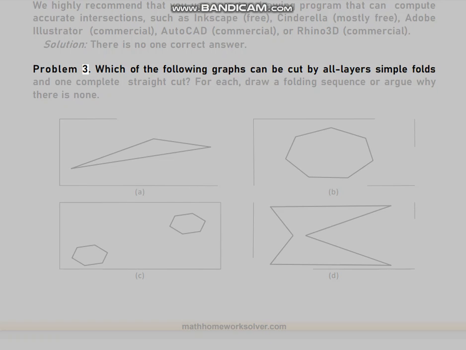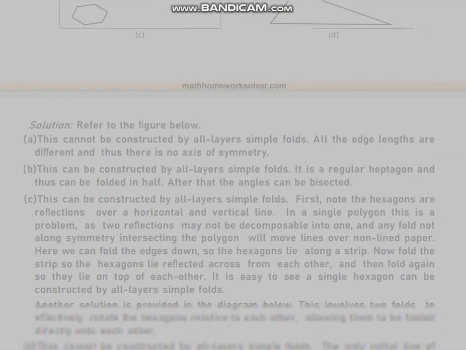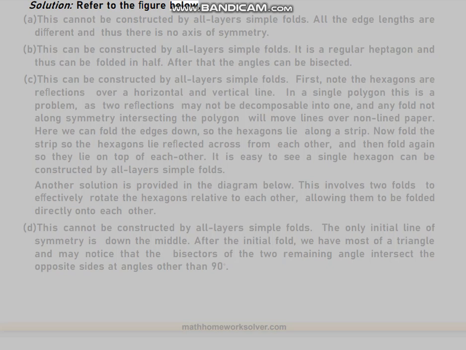Problem 3. Which of the following graphs can be cut by all layers simple folds and one complete straight cut? For each, draw a folding sequence or argue why there is none. A, B, C, D. Solution. Refer to the figure below.